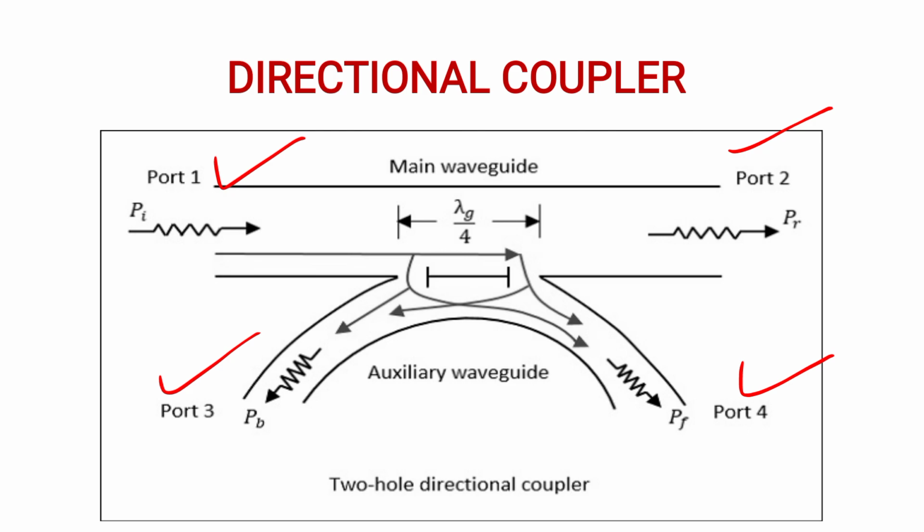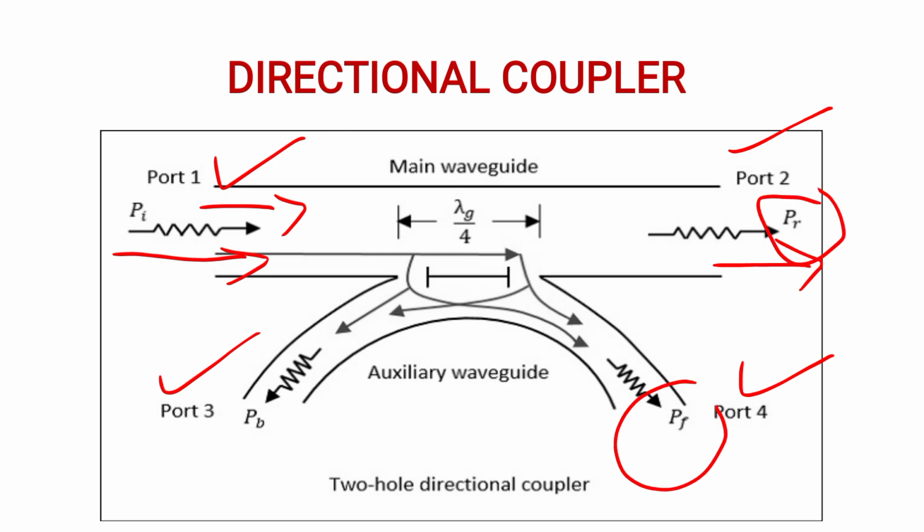Here observe, when the power is incident at port 1, suppose I am giving the power at port 1, that is Pi. Pi is nothing but incident power. Sometimes we call it input power also. When I give incident power Pi at port 1, then the received power at port 2 is Pr. Pr is nothing but received power at port 2. And here Pf and Pb are also there. Pf is nothing but forward power and Pb is nothing but backward power.